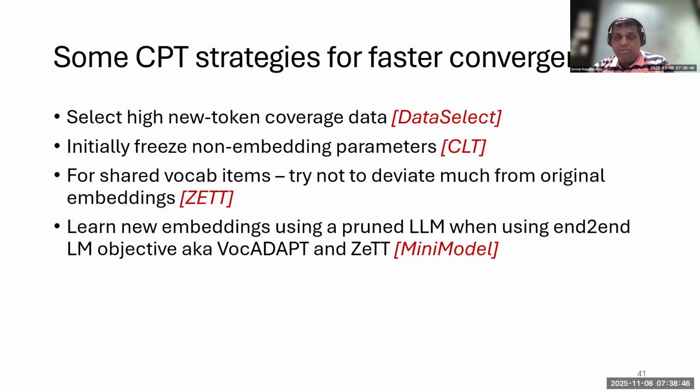Now, we saw that in many of these approaches, you're actually optimizing for the language modeling objective itself, which is costly because you have to do a pass through the entire model. It turns out that you can actually prune the LLM and use only a few layers during this stage of learning the new initializations, and that can speed up the process of CPT for vocabulary adaptation.